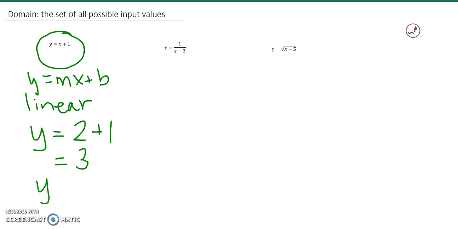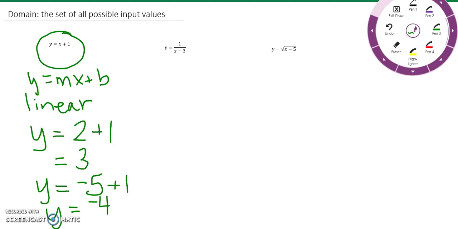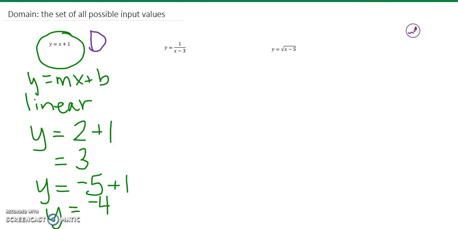If I substitute for x negative 5, my output value is y equals negative 4. Therefore, there are no restrictions, and my domain is still all real numbers.